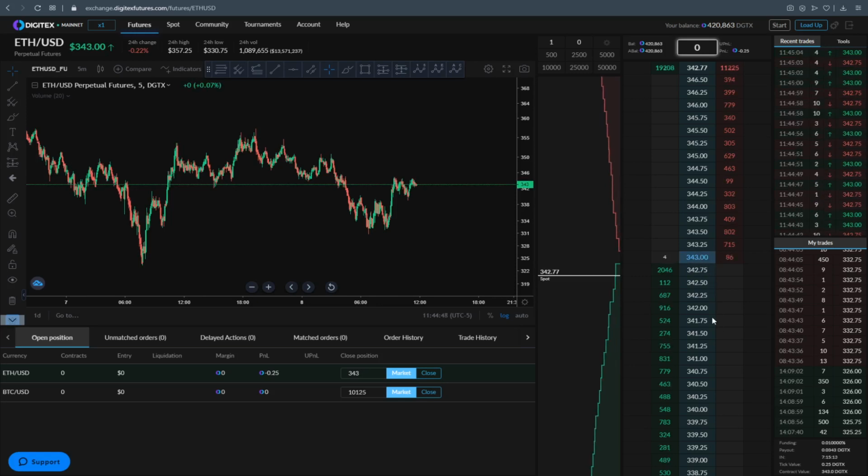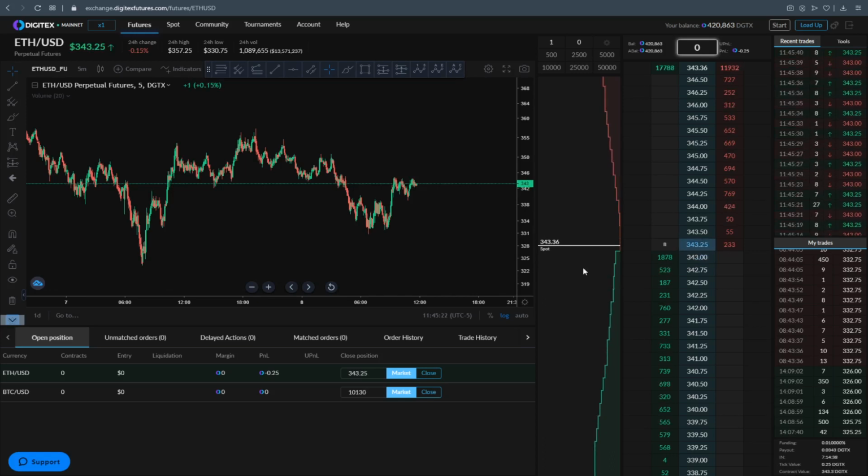The other thing to note is that the contract value and the tick value down here at the bottom right are higher. So your contract value is about 343 Digitex right now. So that means for one contract you need 343 Digitex to be able to purchase that one contract. And currently on Bitcoin it's around 200 Digitex. So it's a good bit more for one contract, almost double for one contract on Ethereum. And the tick value is 0.25 Digitex instead of 0.1 Digitex.